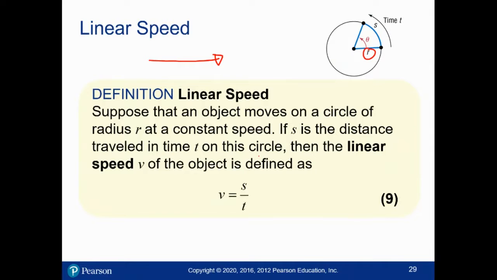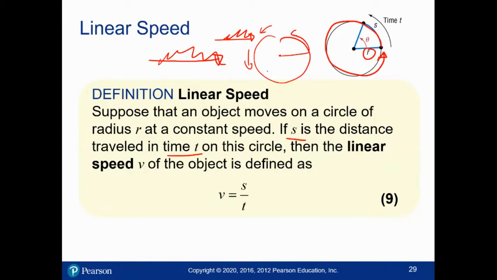So if s is the distance traveled in time t on the circle, sorry, I should specify what distance. I'm not measuring how far the wheel rolls horizontally. I'm measuring how far something goes around the circle. So don't imagine a wheel rolling. Think more like a Ferris wheel. The wheel is in the same place and you're rotating around the center. So how far do you move at time t?